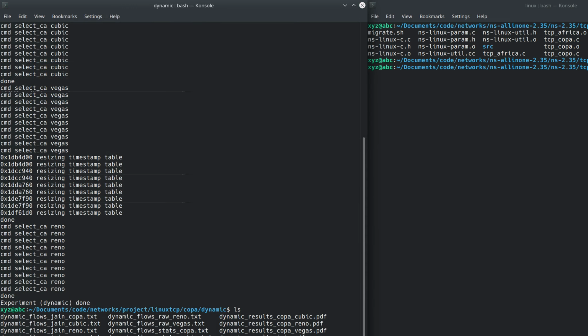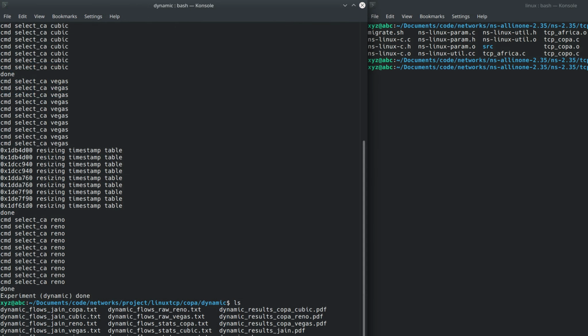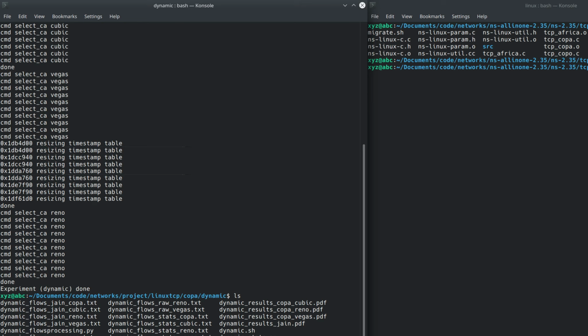What about Copa and Vegas? Between Copa and Vegas, it's very similar to Copa and Cubic. Vegas seems to also have a relatively good allocation. Yeah, these are the results for the throughputs. Now, what about the gain indices that we also computed? Let's see the results for the gain indices.